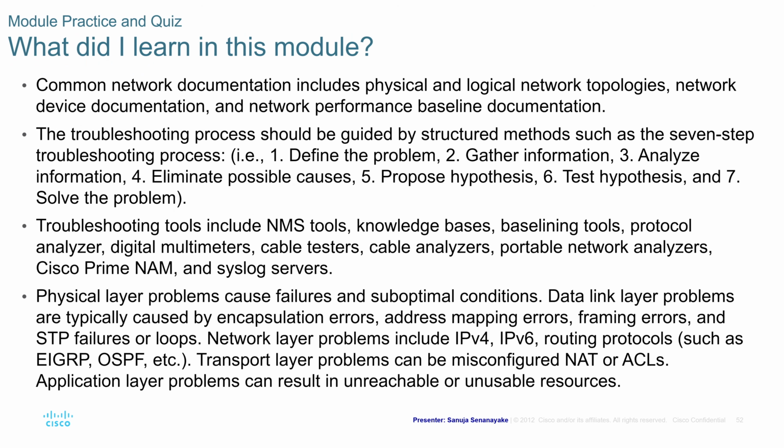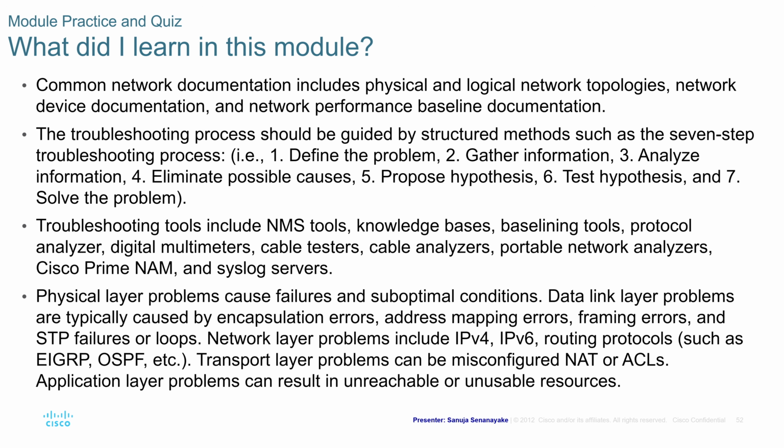Here is a summary of what we have covered in this module. We learned common network documentation includes physical and logical network topologies, network device documentation, and network performance baseline documentation. The troubleshooting process should be guided by structured methods such as 7 steps troubleshooting process. For example, defining a problem, gathering information, analyzing information, eliminating possible causes, propose a hypothesis, test hypothesis, and solve the problem. So you should have a proper process in troubleshooting instead of randomly try to troubleshoot something, because that would make your life so much easier.